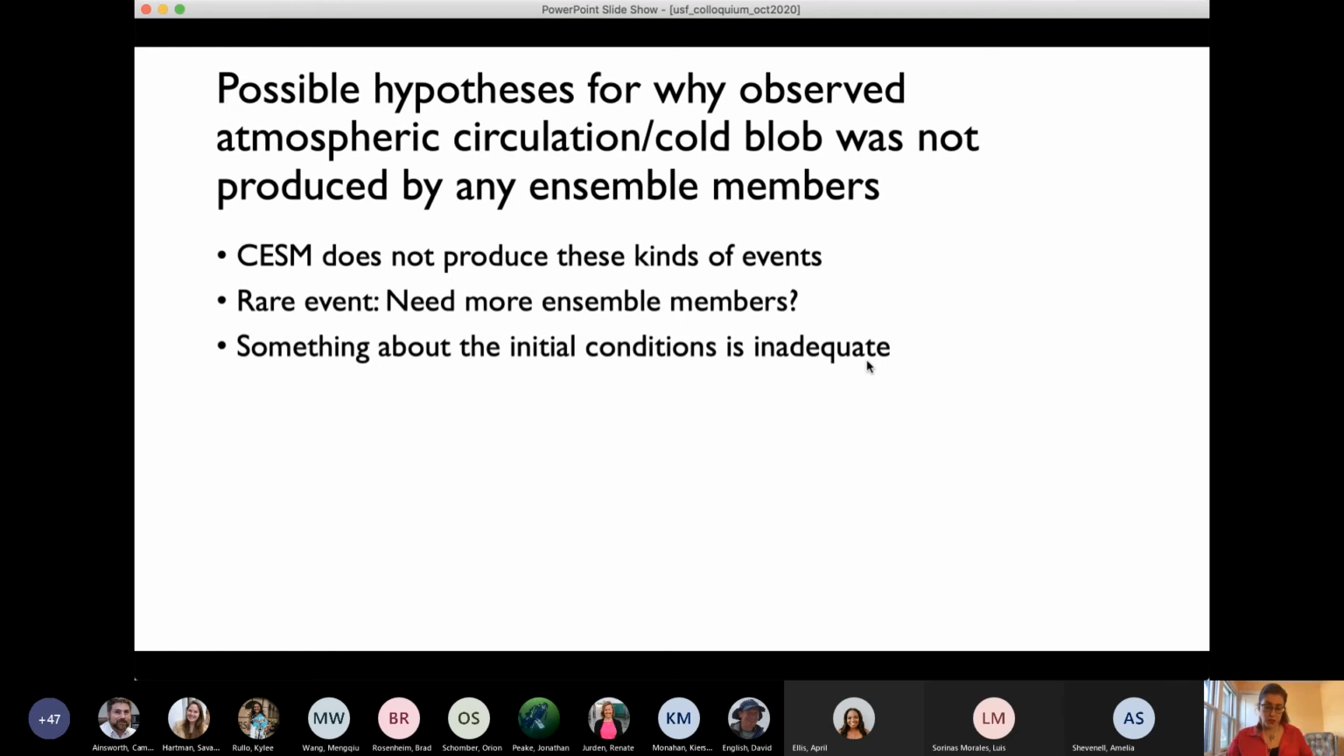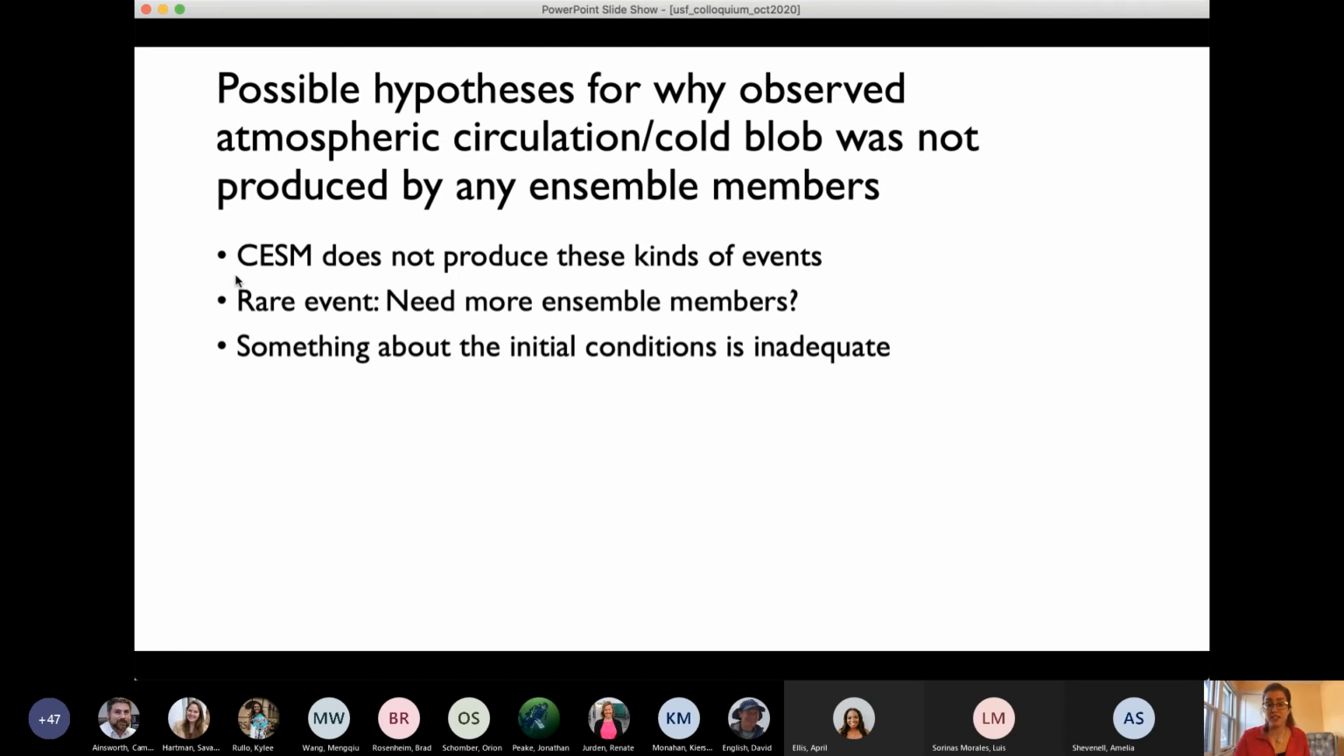So this brings us to some of the meat of this study, which was trying to figure out, why did the DPLE not explain this? We've got a couple of hypotheses. One is that maybe the Community Earth System Model just doesn't do very well with these kinds of events. Maybe there's some sort of model bias. It can't produce cold blobs. It can't produce very positive NAOs.